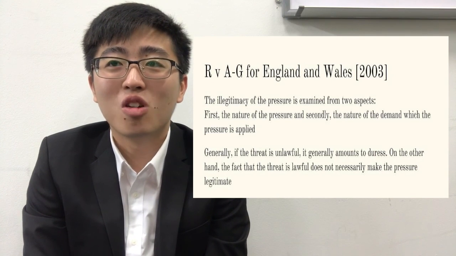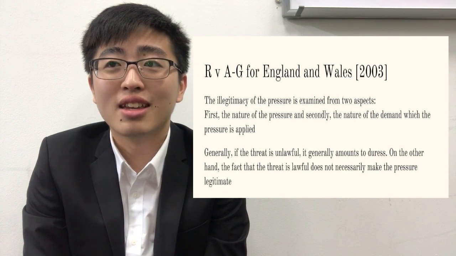The more difficult case will be the one in which the pressure is said to take the form of a threatened breach of contract. On the other hand, the fact that the threat is lawful does not necessarily make the pressure legitimate. If the threat is lawful, but used to support a demand which is unlawful, it may constitute duress.